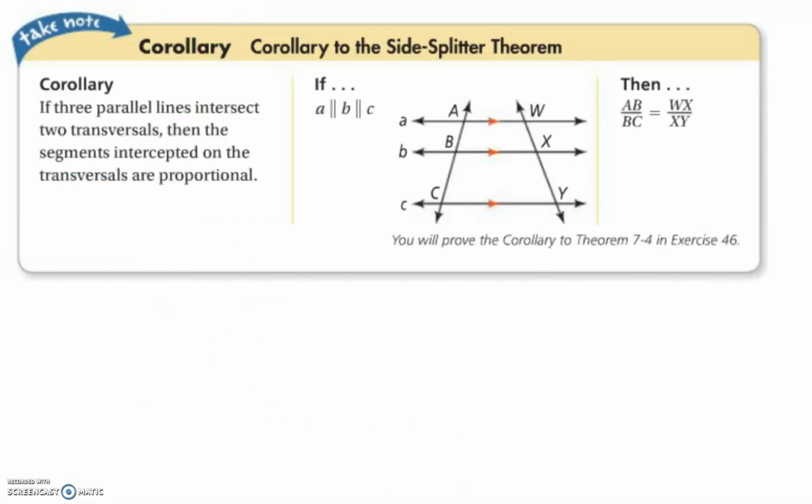Okay, here's a corollary. Basically what we've done is we've extended our triangle, because if you take these two lines right here and you keep going, they're going to meet somewhere up there. And so just this part right here is the side splitter theorem. But what they're saying is if you extend those lines of the triangle and you create more lines that are parallel, then you can create more proportions, because all of the sides that are split with those parallel lines are going to be proportional to each other.